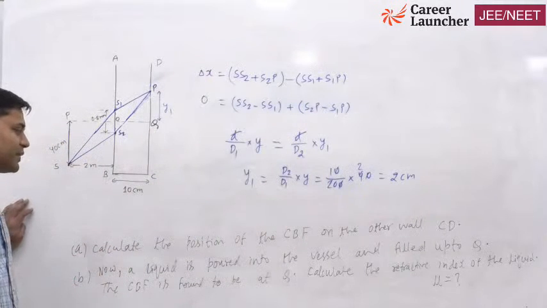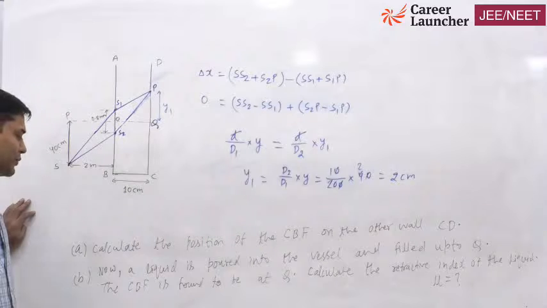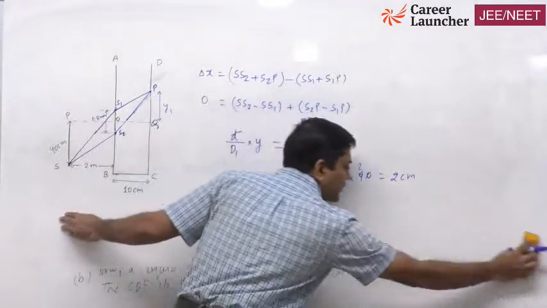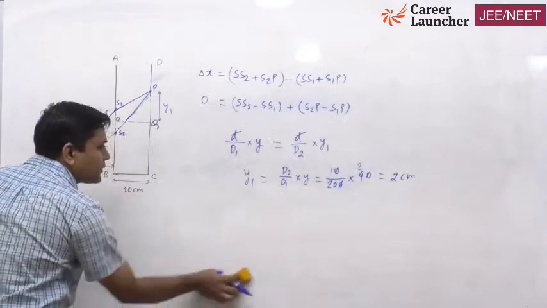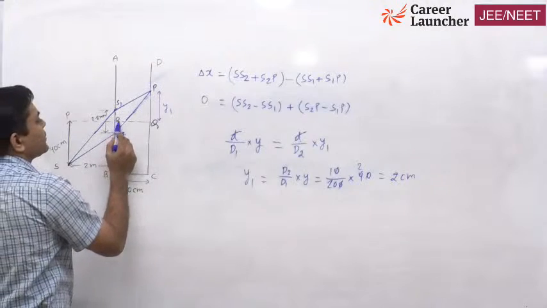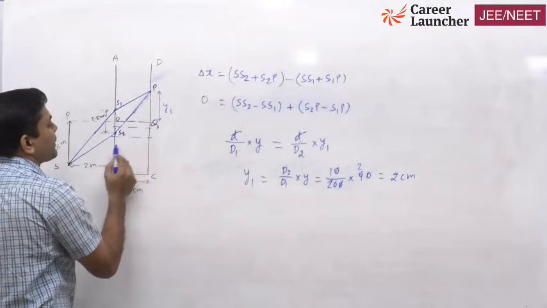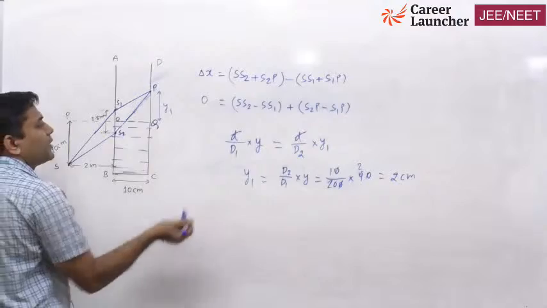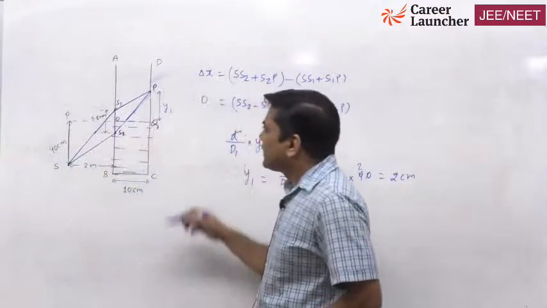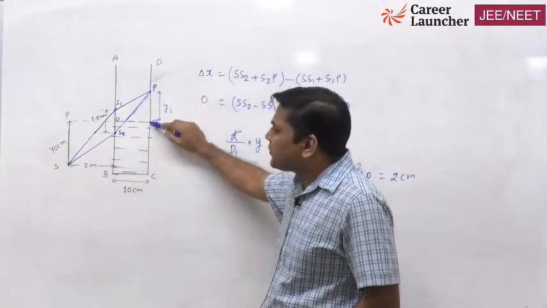Second part: now a liquid is poured into the vessel and filled up to Q. The CVF is found to be at Q. Calculate the refractive index of the liquid. So now if it is filled up to this height, again we'll come back to this and let's see that P is found to be here, Q.